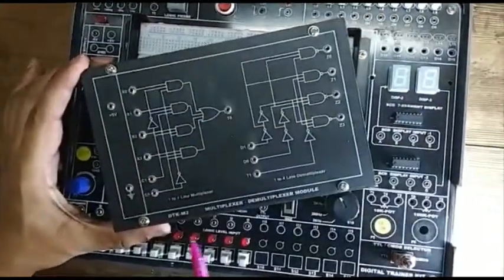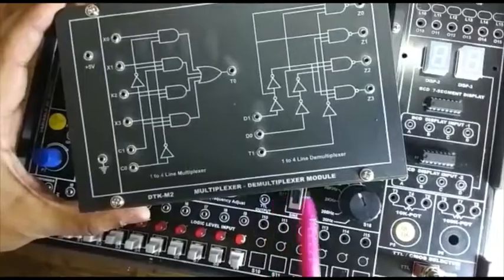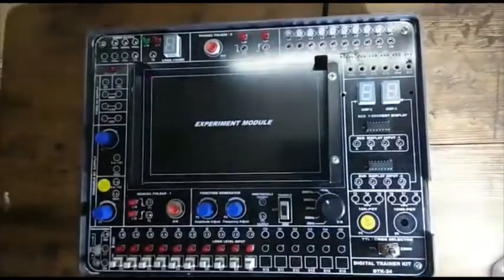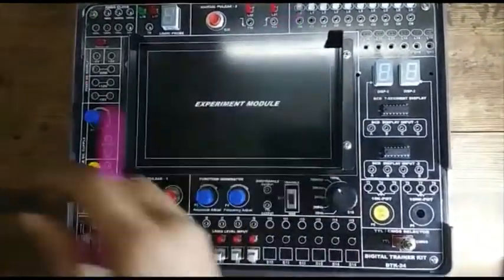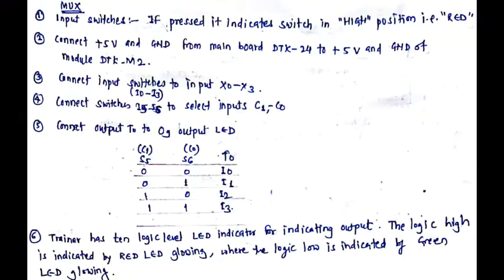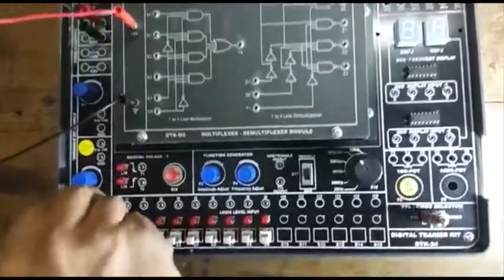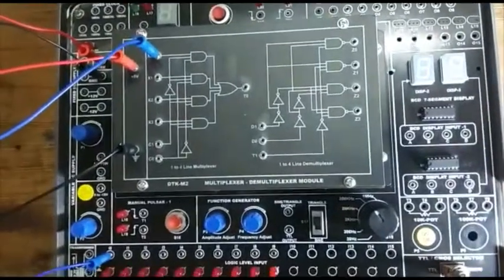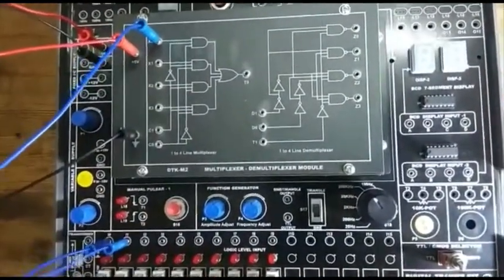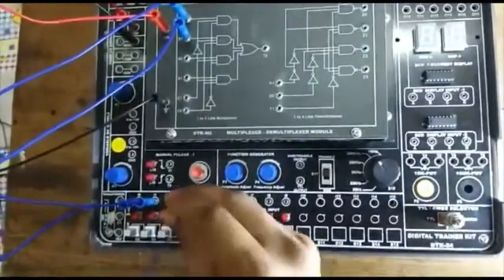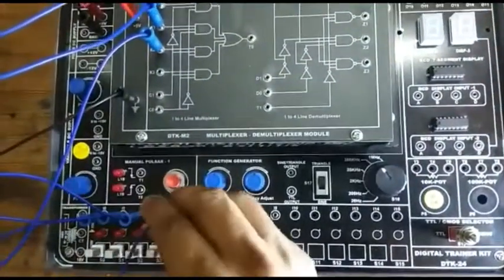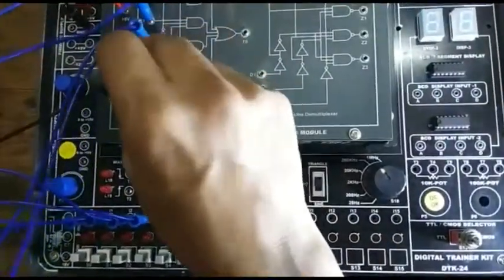So this is the DTK-M2 multiplexer demultiplexer module, which can be used with this board, and we can study the practical of multiplexer and demultiplexer. We have removed this breadboard and we can fix this S0 switch as an input for X0, S1 as an input for X1, S2 as X2, S3 as X3.